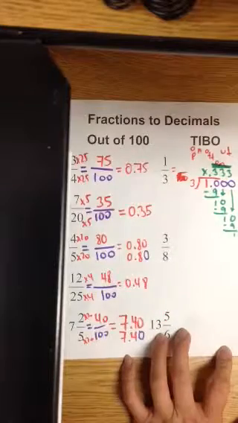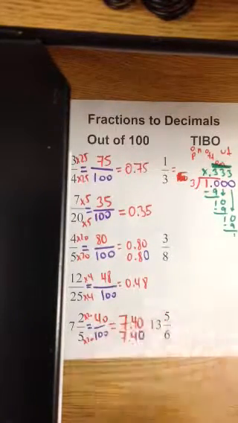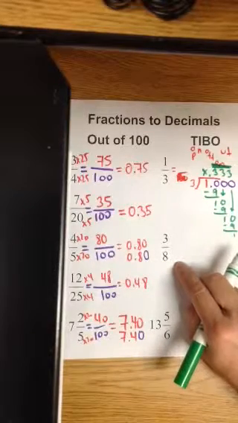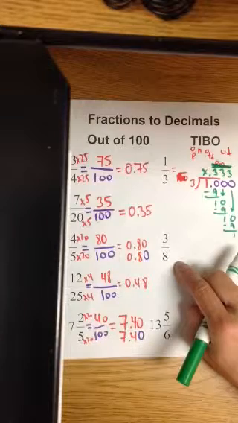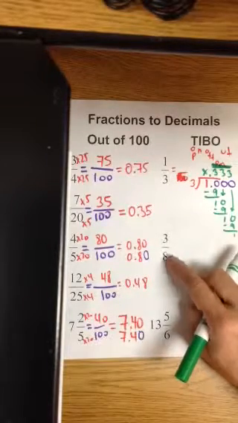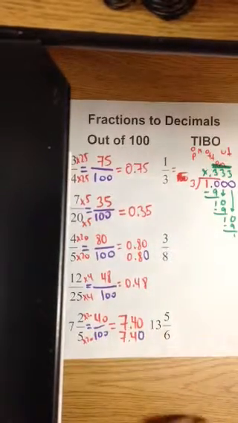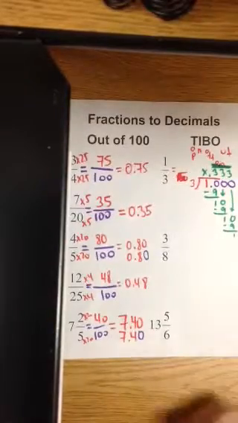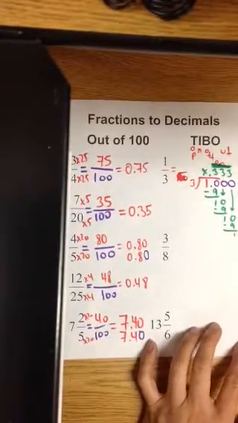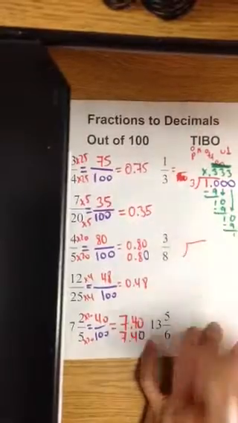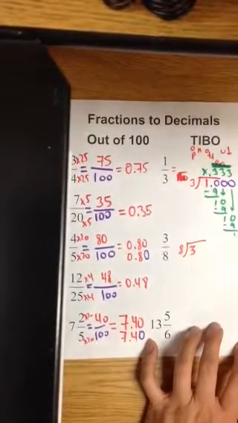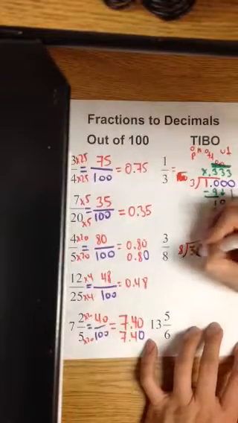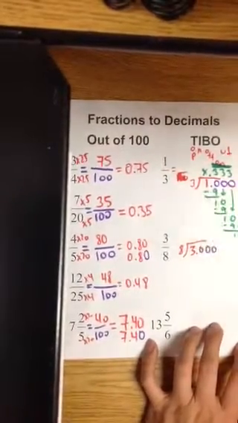Let's look at our next example. 3/8 of a dollar. Can 8 go into 100? No. I mean, you can multiply by 12 and you get 96. So if you multiply by 13, you get 104. No, it cannot go into 100 cents. So let's do the Tybo method. So draw a division bar. Who's on top? 3. Who's on bottom? 8. Put it on the outside. Put 3 placeholders behind it.